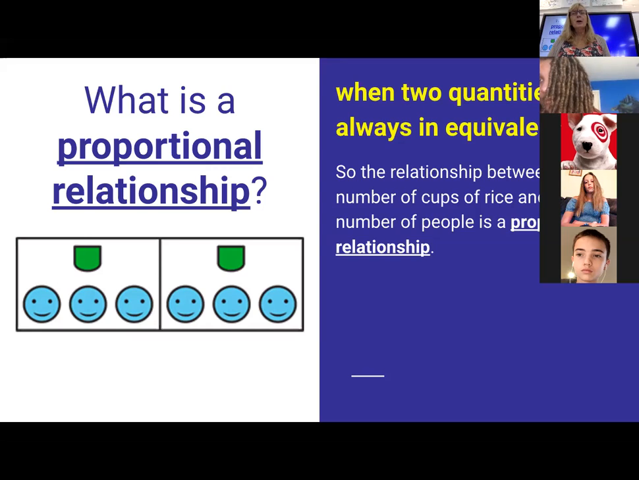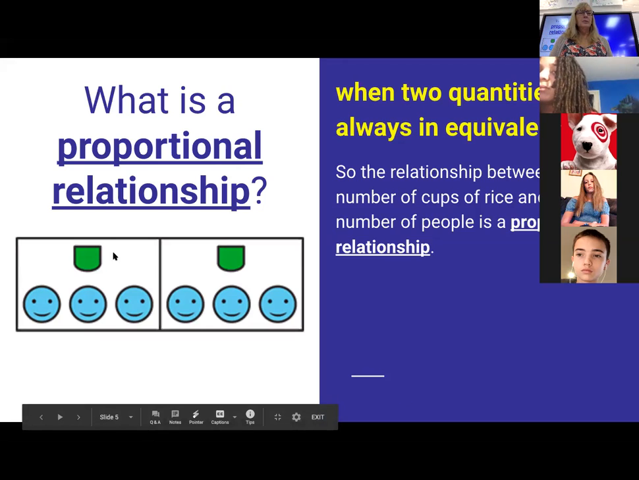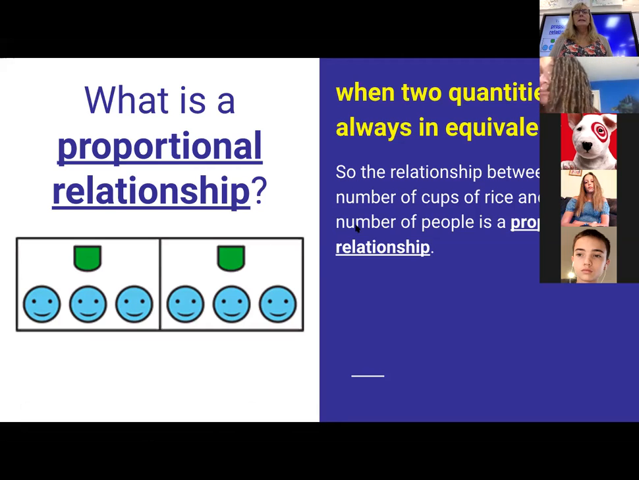Okay, so when two quantities are always in equivalent ratios, like the relationship in that problem that you did with the cups of rice and the number of people, remember the 1 cup of rice served 3 people. Okay, this is a proportional relationship between the 3 and the 1. 3 people were served with 1 cup of rice.